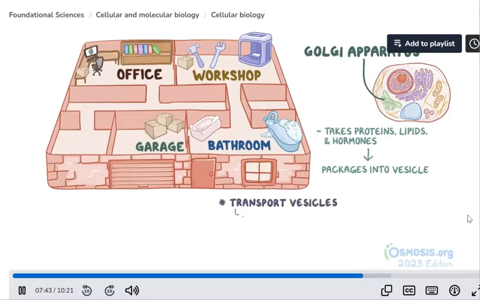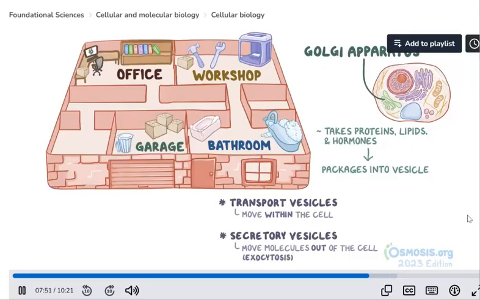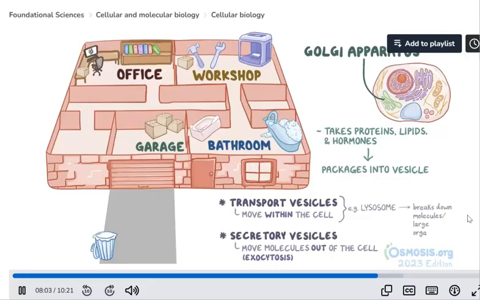There are transport vesicles which move within the cell, and secretory vesicles which move molecules out of the cell. A process known as exocytosis, kind of like taking the garbage out of the garage. An example of a vesicle that stays in the cell would be the lysosome, which contains enzymes that can help break down other molecules, as well as large organelles that might be damaged.